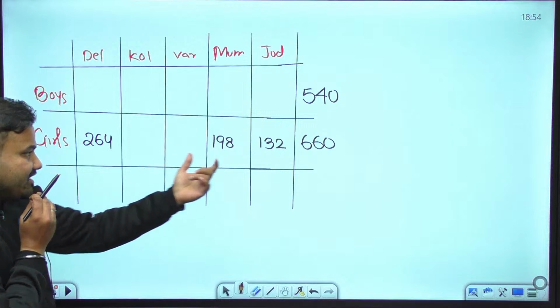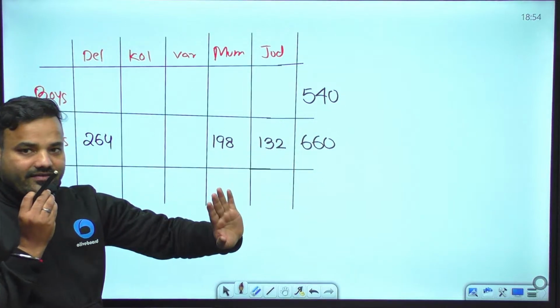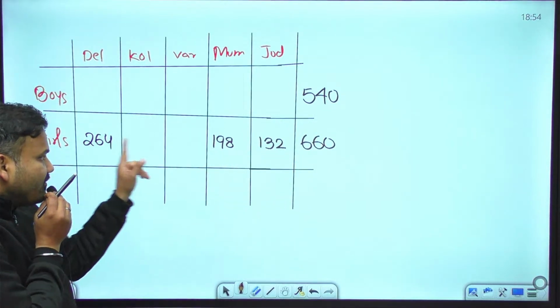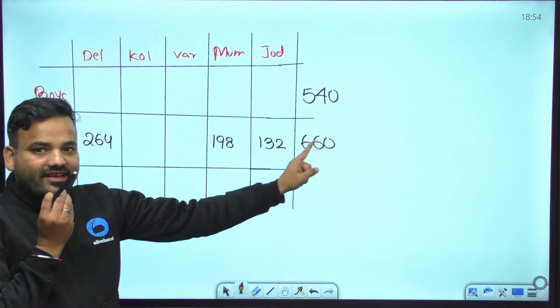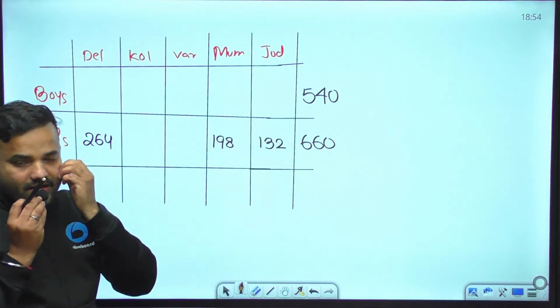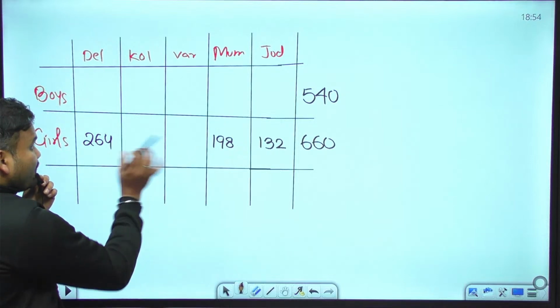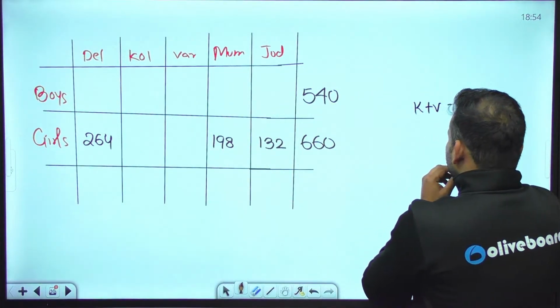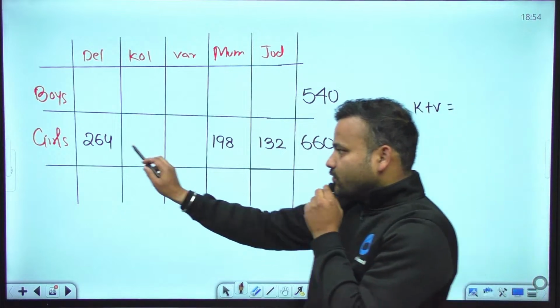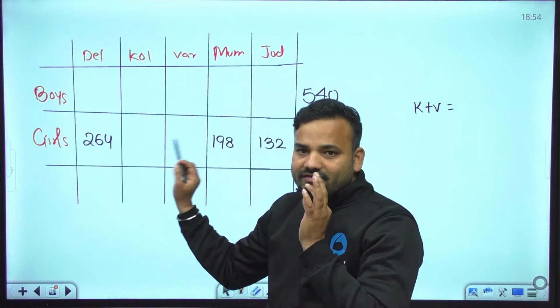So 660 is what? See, this approach you can have. If the sum of all the numbers is 660, that means the addition of all these numbers will be satisfying the unit place and tens place over here. So I am finding the total over here, that is Kolkata and Varanasi. Kolkata plus Varanasi will be what? See, this is 4. We just don't know the unit place of this sum.